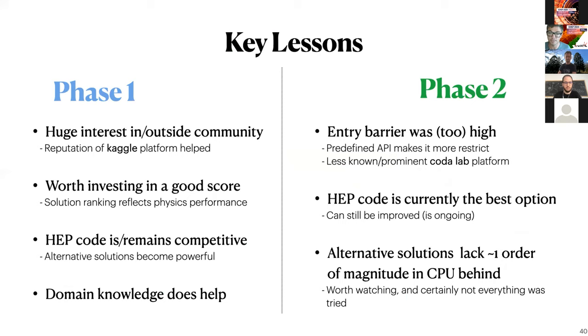Key lessons, my last slide. On phase one, huge interest in and outside the community. Of course, the reputation of Kaggle as a platform helped. It was good that we took a lot of time in having the score defined, and we saw that the HEP code remains more than competitive, and people with the domain knowledge actually had a boost. In phase two, we saw the entry barrier was high, probably too high, but that's the problem, and I think that's good to point out also. And we also see that the HEP code is currently the best we have, but alternative solutions are not lacking too far behind.